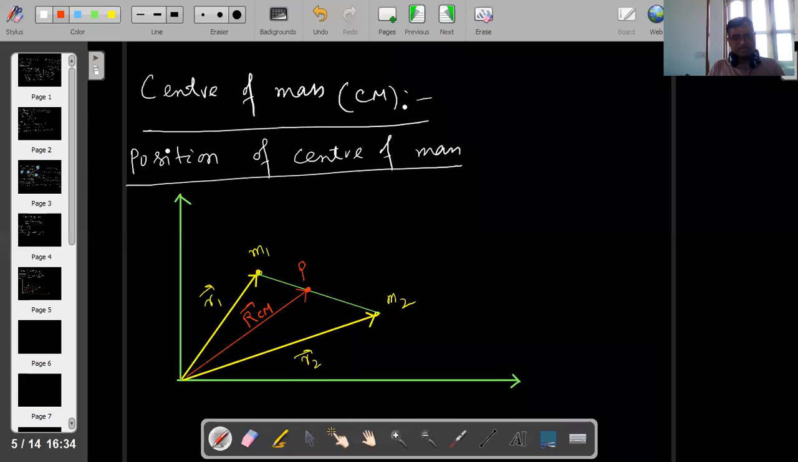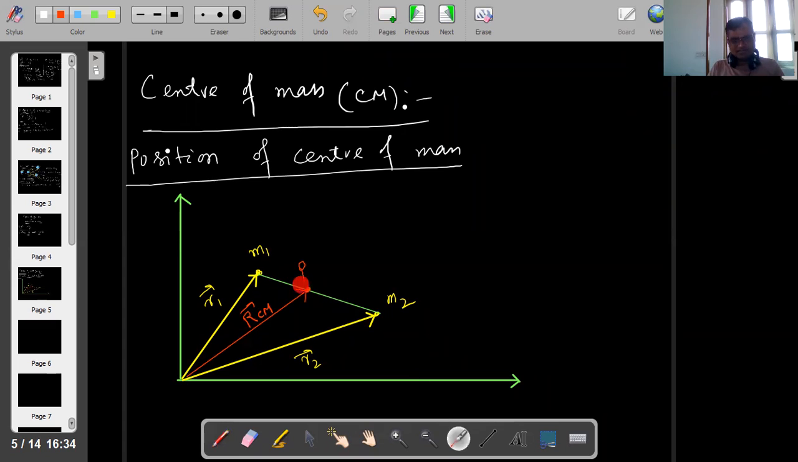If M1 is bigger, the position of the center of mass lies nearer to M1. If M2 is bigger, it will lie nearer to M2. If both are equal, then the center of mass will be exactly at the midpoint of M1 and M2. Understand this? Clear?